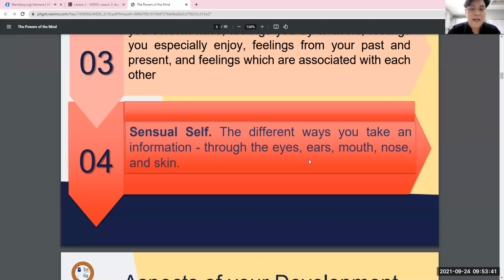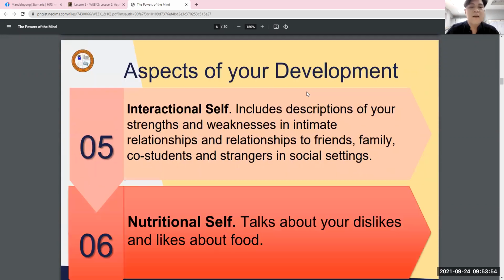Okay, of your body: the sense of sight, the sense of smell, the sense of taste, the sense of hearing, and the sense of feel. So that is the sensual self, so that we need to also develop.